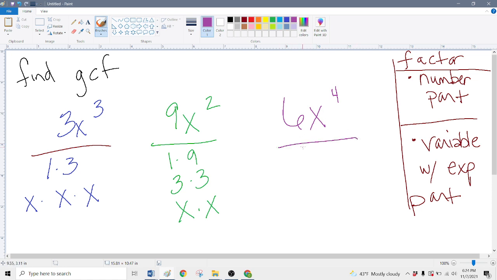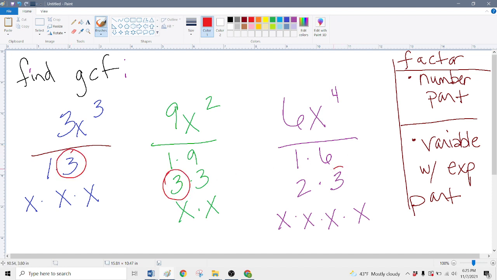And now let's look at this final term. Our factors are 1 and 6, and then of course 2 and 3. On this term, we've got x times x times x times x, and that's what our x to the 4th power means. So when we find the GCF for terms that have both a number part and a variable part, we are going to identify the factor all 3 have in common, the biggest one they have in common, and then we'll also identify variable parts that they have in common the most.